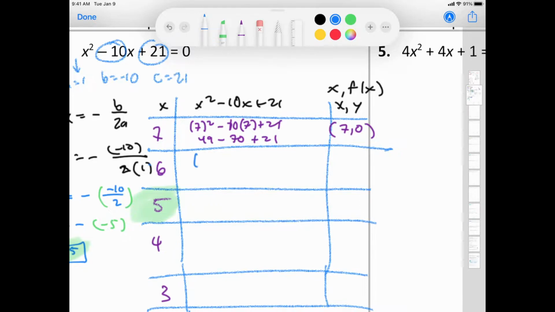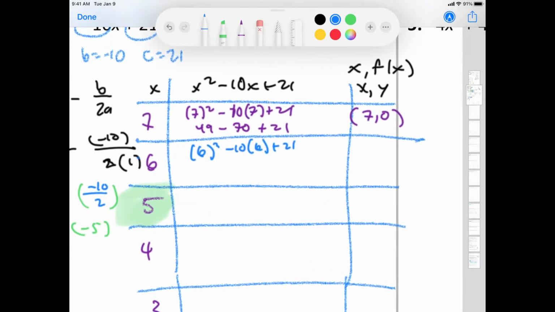Okay, if I put in a 6 here, feel free to use a calculator. You're going to get 36 minus 60. That would give me negative 24, and negative 24 plus 21 would give me negative 3. So when I have 6, I have negative 3.